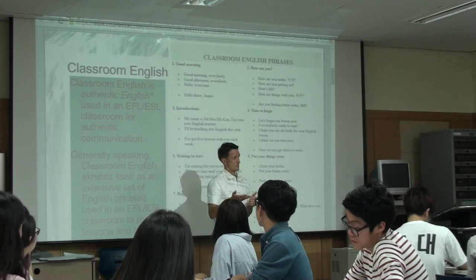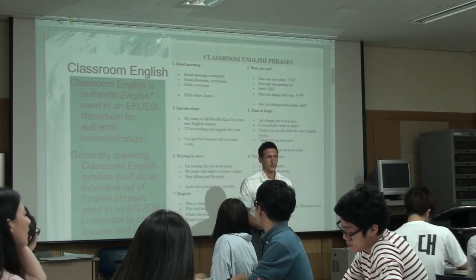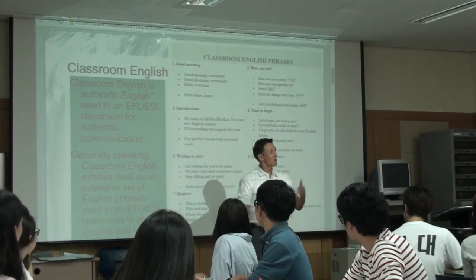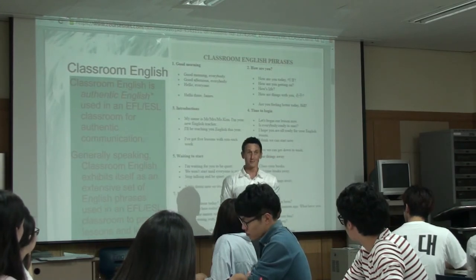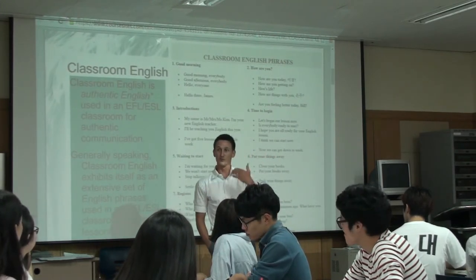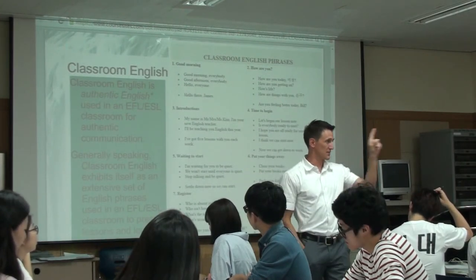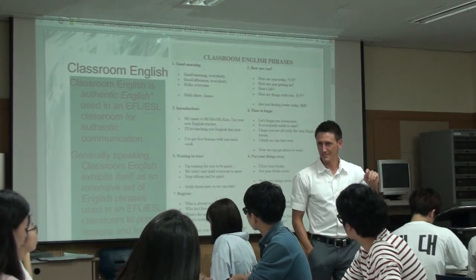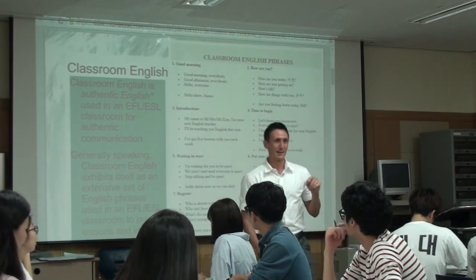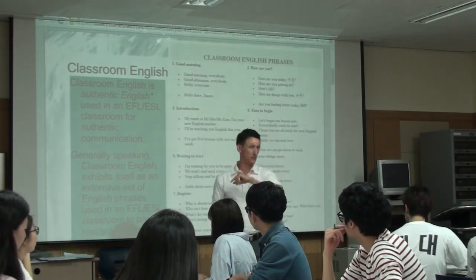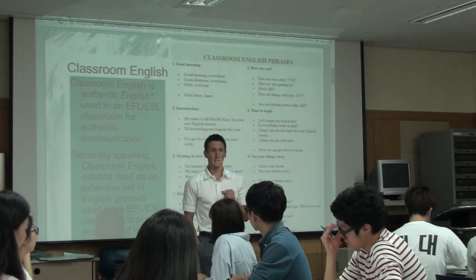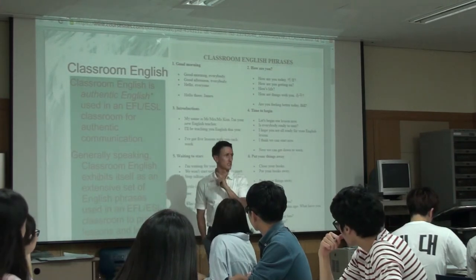If a student is standing and looks like this, you say, oh, do you need to go to the bathroom? You use English, not because you're teaching English, but because I think that student needs to go to the bathroom, and I'm going to ask that student, do you need to go to the bathroom? So this is an example of authentic English.